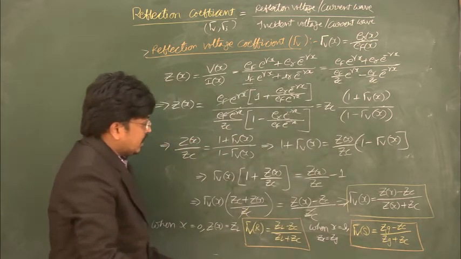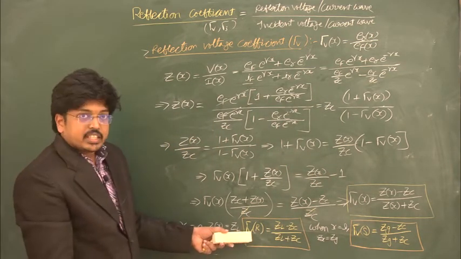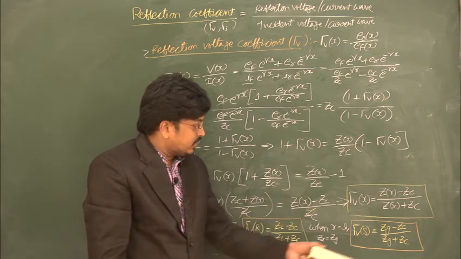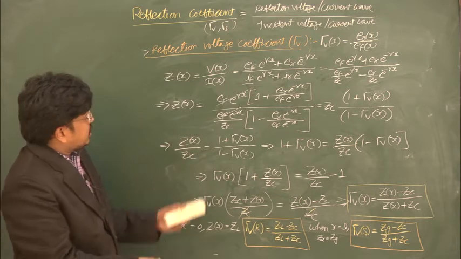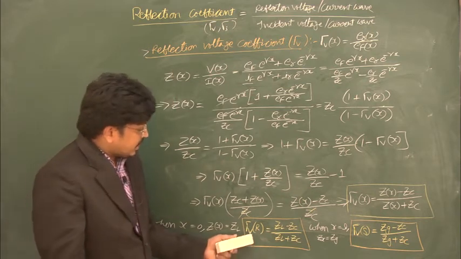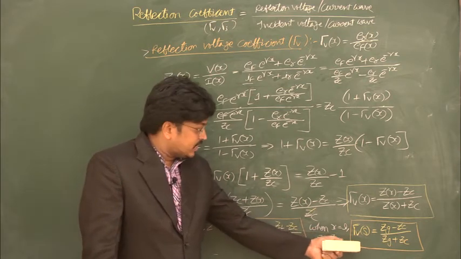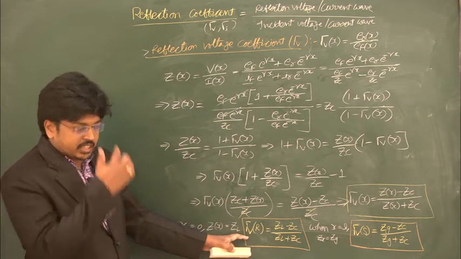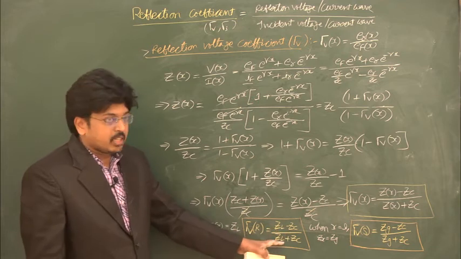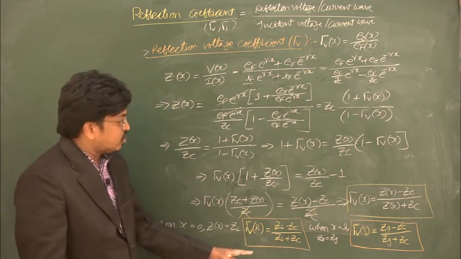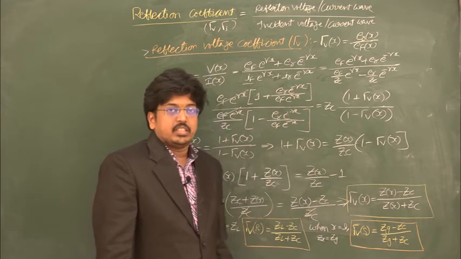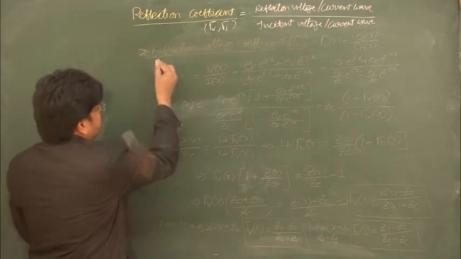Okay, so these are the voltage reflection coefficients at the receiving end side as well as the sending end side. The voltage reflection coefficient at the receiving end side is (ZL minus ZC) by (ZL plus ZC), whereas the voltage reflection coefficient at the sending end is (Zg minus Zc) by (Zg plus Zc). Okay, now we have to calculate the current reflection coefficient.